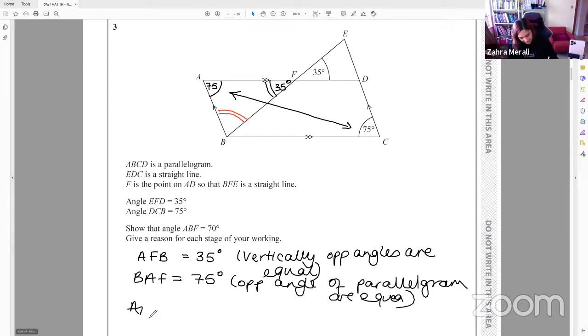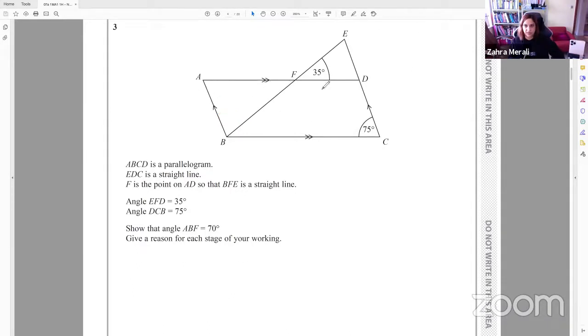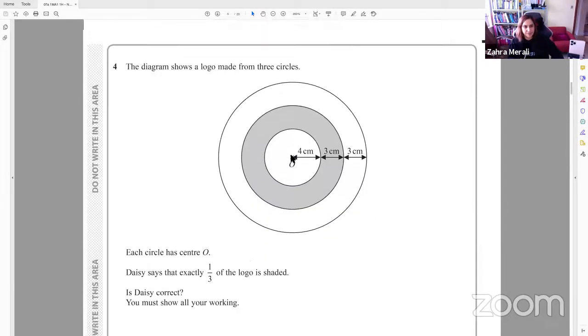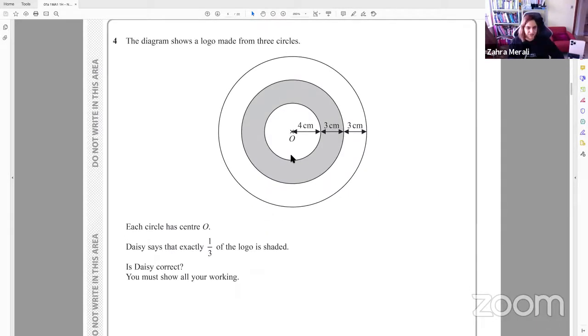And then for our final step, we've got a triangle. So we can say ABF, which is what we want, is 180 minus 35 minus 75, which is 70 degrees, because angles in a triangle add up to 180 degrees. You'll write that out as a beautiful sentence. So that's question 3, and we've shown that it's 70. I quite like the show that because you know you've done it right. I know the opposite also is true, but generally you know you've done it right.